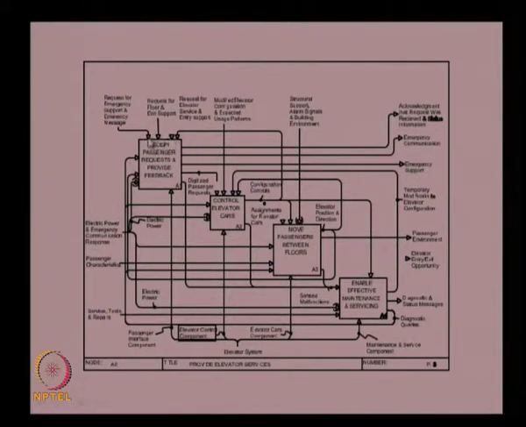You can see that this is accept passenger request and provide feedback as one function, control elevator cars as another function, move passengers between floors as another function, and enable effective maintenance and servicing as another function. So, in the A0 diagram, that is the level 1 diagram, we decompose the top level function, or A0 function, into A1, A2, A3 and A4.